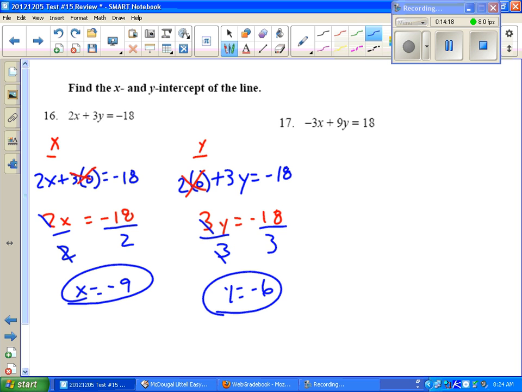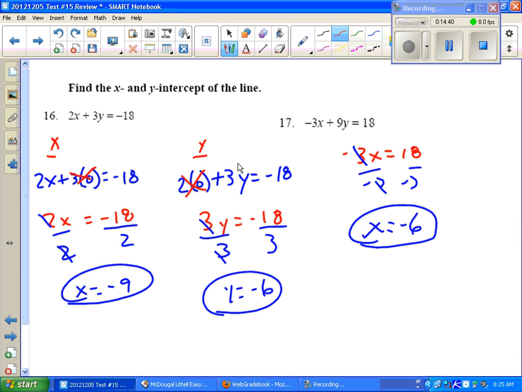You can do likewise with this last problem. We'll finish this in the first 15 minutes. Negative 3x equals 18. Just plug in 0 in place of y. Divide by negative 3. Negative 3. I'm supposed to say negative 3. And x value, this will cancel out, is negative 6. That's your x-intercept for this one.